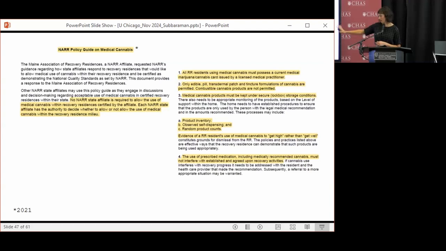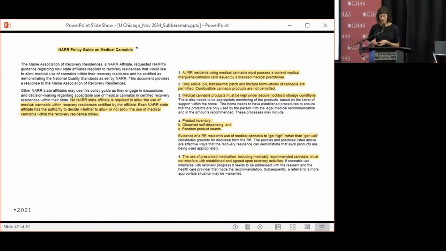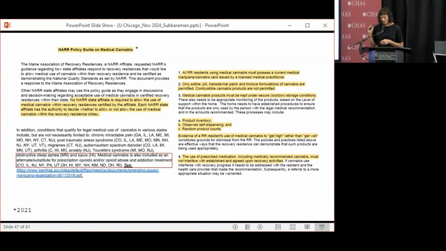If the residence does decide to permit the use of medical cannabis, these are recommendations, on the right here, for building the policy. So for example, only edibles or pills, just no combustible products. Anyone who's using medical cannabis should have a recommendation from a medical practitioner. So there's some rules that they're offering. They also include in their policy guide that medical cannabis is included as an alternate or a substitute for prescription opioids.